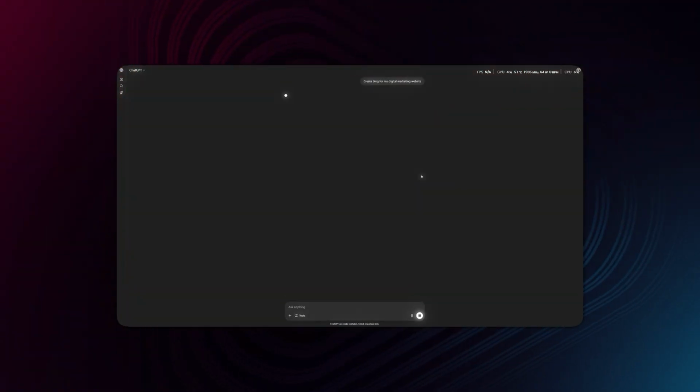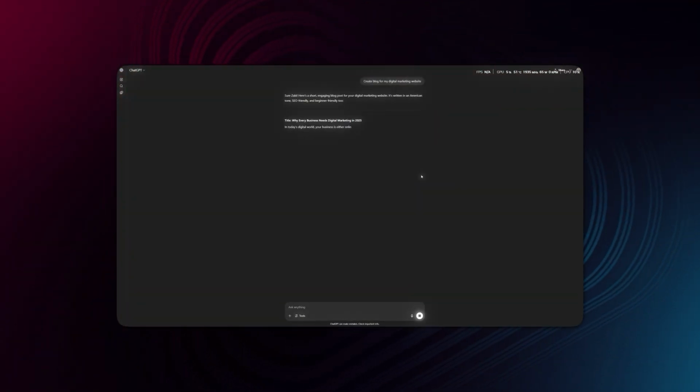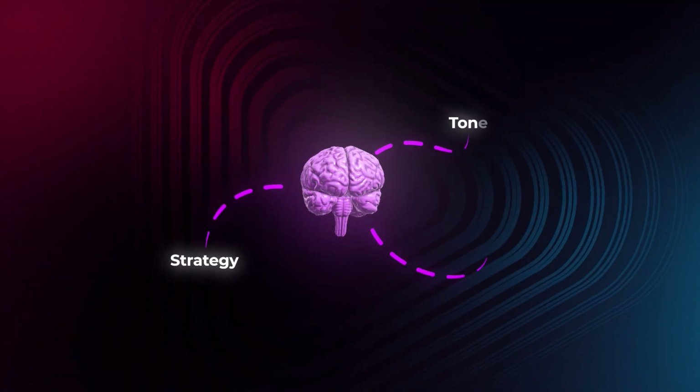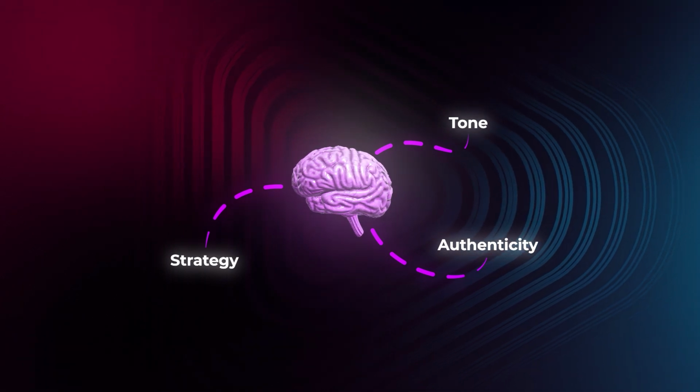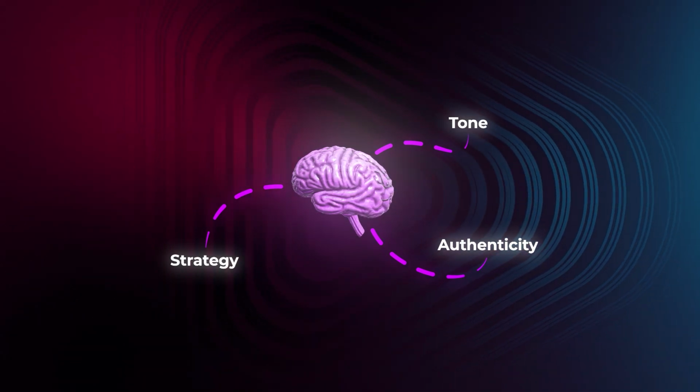Because the key here is human oversight. AI can produce a starting point for us, but strategy, tone, authenticity, it all needs to come from us. The human needs to be the starting point. Misusing AI can churn out spammy or keyword stuffed content, which really damages the trust of our websites that we're creating.